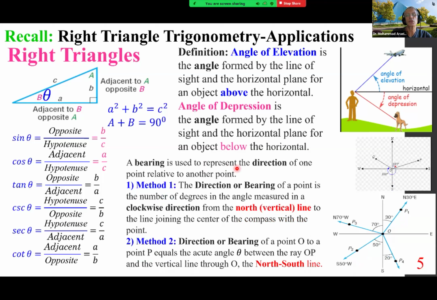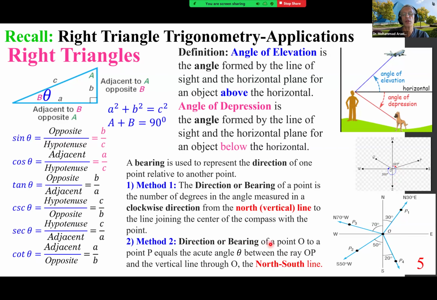Bearing. A bearing is used to represent the direction of one point relative to another point. Method 1: the direction or bearing of a point is the number of degrees in the angle measured in a clockwise direction from north, or the vertical line, to the line joining the center of the compass with the point. So, for example, this is just 65 degrees. This is 300 degrees.